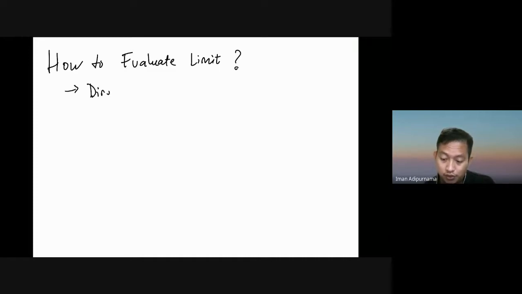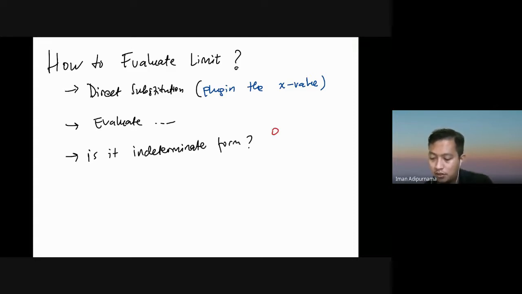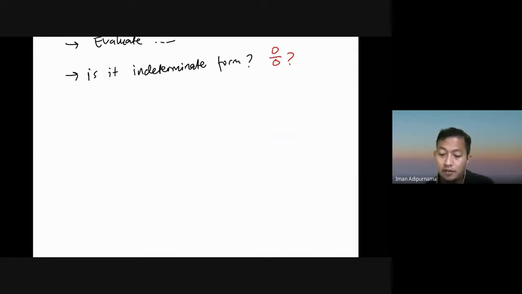First is direct substitution, right? Which means you are just plugging in the x value. Second, evaluate first, and what is the result? And then the third, is it an indeterminate form? Indeterminate means 0 over 0. Okay, so let me write the diagram.